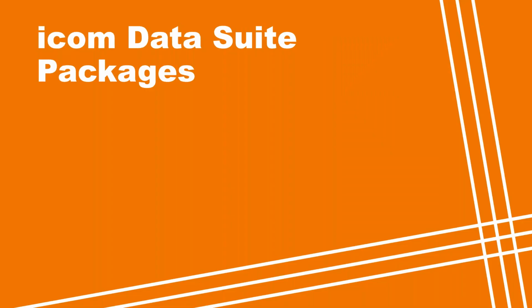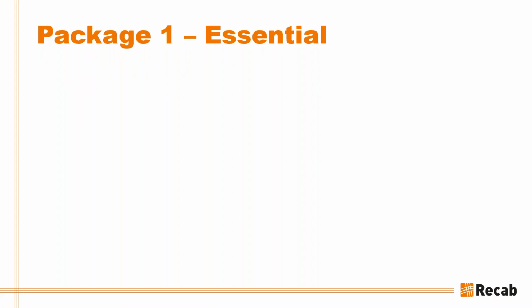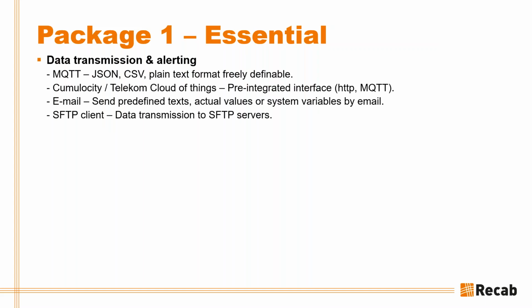So let's take a look at the different packages. All the different functions are in different packages, depending on what your application needs. So we start with package 1, the essential. Here you get the data transmission and alerting part, where you get MQTT, you get a pre-integrated interface to Cumulocity and Telekom Cloud of Things. You get the possibility to send emails and also connect to an SFTP server to be able to store your data.